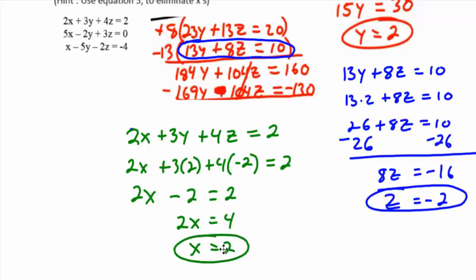So I have 2, 2, and negative 2. That's the solution to my system. 2, 2, and negative 2. All right?